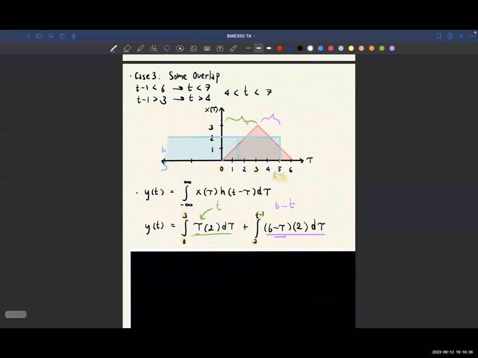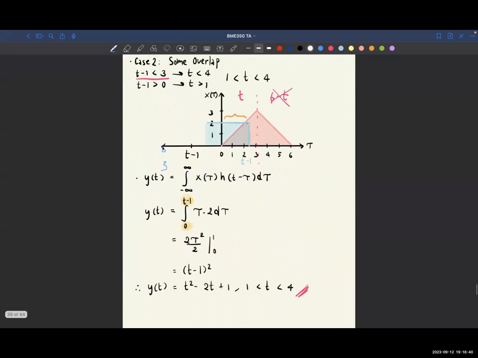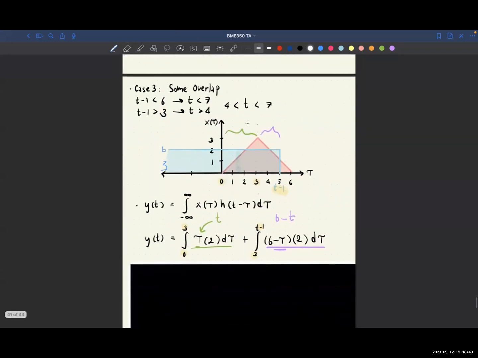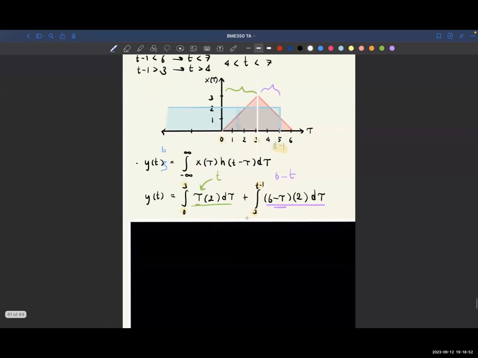But instead of looking at it as one piece, like case 2, we now look at it as 2 pieces, because we now have 2 regions that don't have the same equation anymore. Are you good with this part, everyone? Do you have any question on this part? Okay, cool. I will move on.